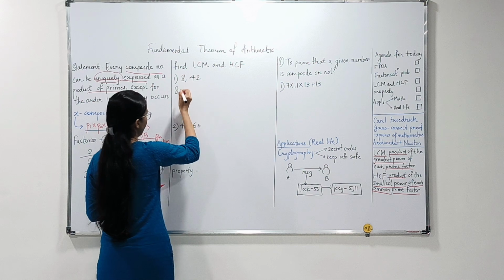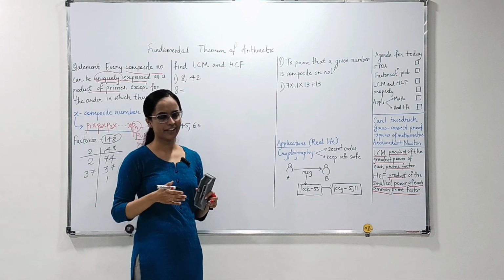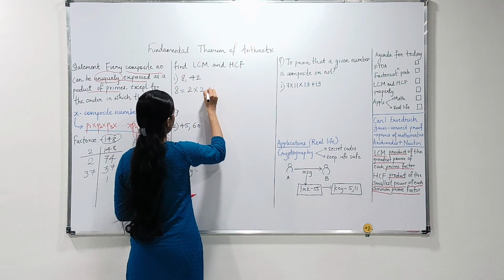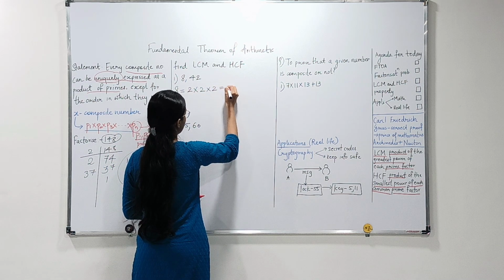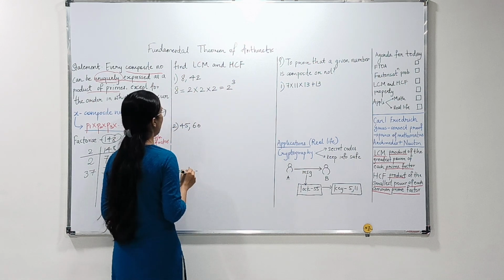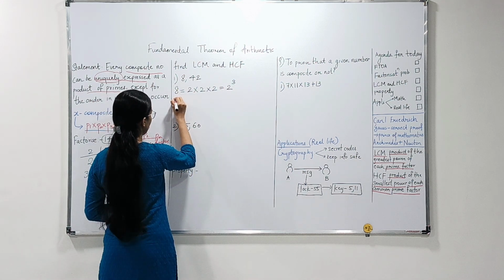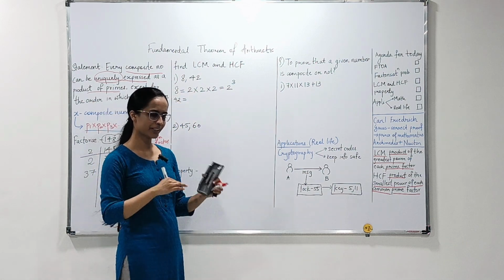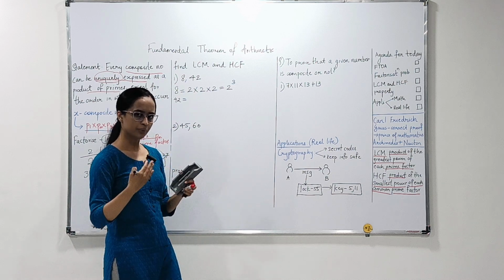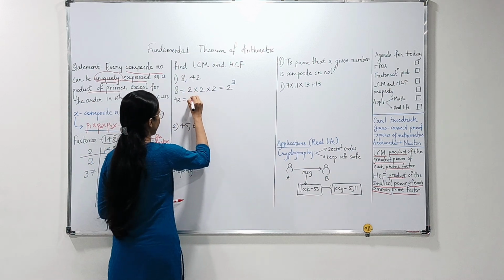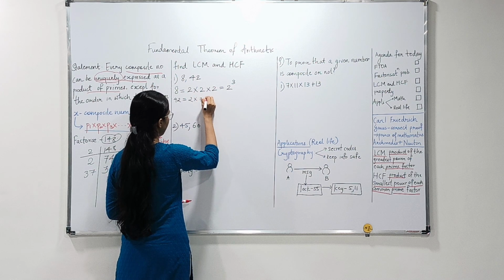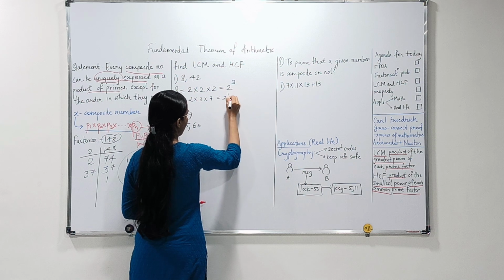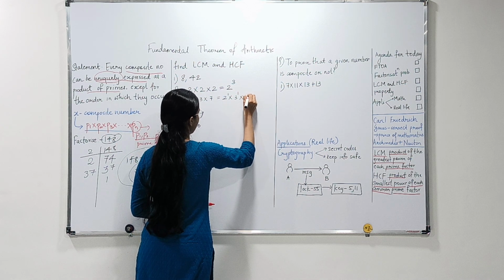8, of course, is the cube of 2. So we can write it as 2 into 2 into 2, which is equal to 2 cube. Now 42 can be written as 6 into 7, but again we can write 6 as 2 into 3, into 7. So we can write it as 2 into 3 into 7. In terms of powers, it would be 2 raised to 1 into 3 raised to 1 into 7 raised to 1.